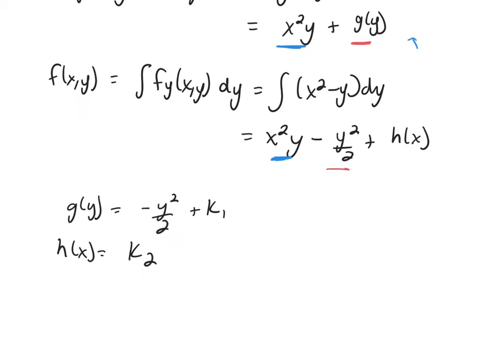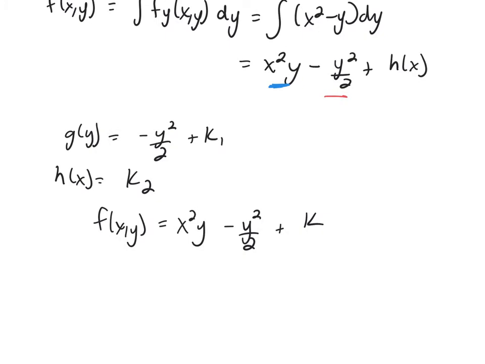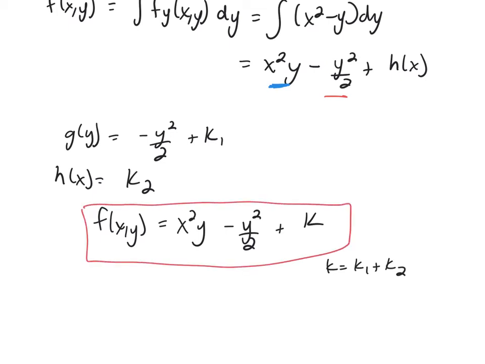So then, in total, for f of xy, we're getting x squared y minus y squared over 2 plus a constant k, where this k really represents the sum of the two constants, k1 and k2. So here's all of the potential functions. If you want a specific one, you can just pick a constant value for k to get your potential function.